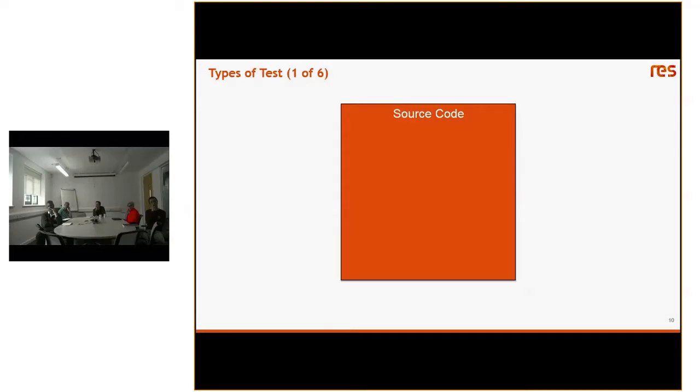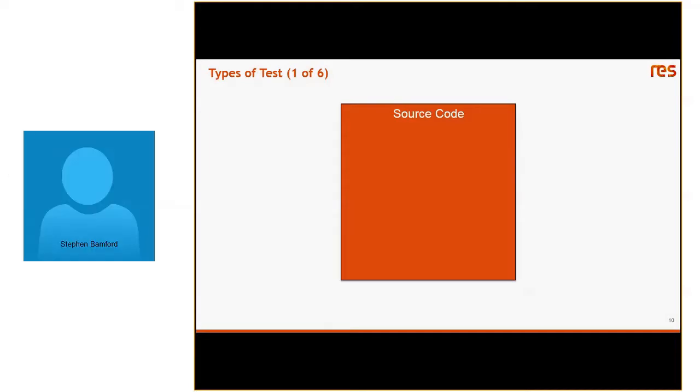So if we imagine we've got a set of source code here, would anyone like to venture an idea of what the different types of tests are that we have?